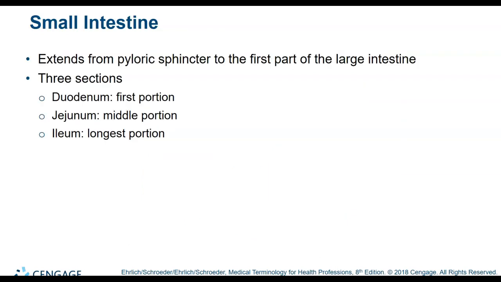The small intestine extends from that pyloric sphincter to the first part of the large intestine. And there are three different parts to this.